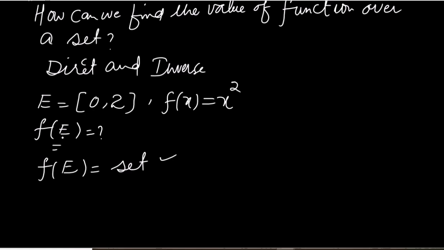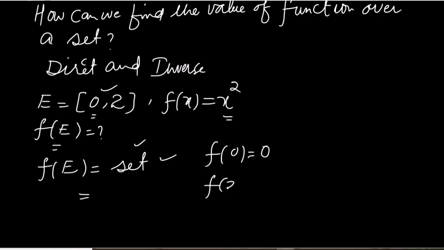When we apply a function over a set, then its output will always be a set. This will not be a single unique value. So f of E is a set. What type of set and how can we find this? F of E can be found by just applying square on these values. So here the first initial value is 0. So what is f of 0? F of 0 is 0.